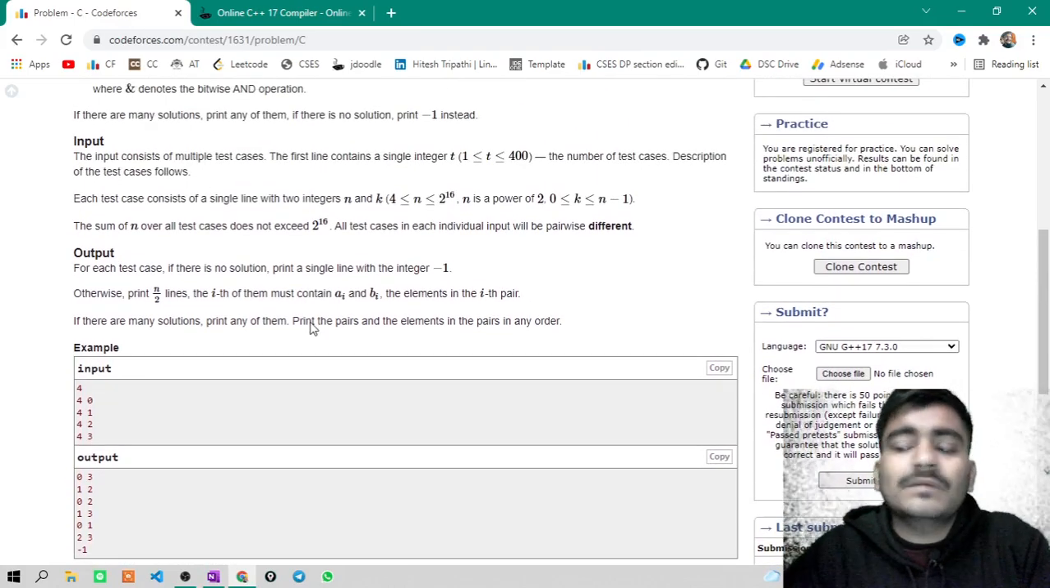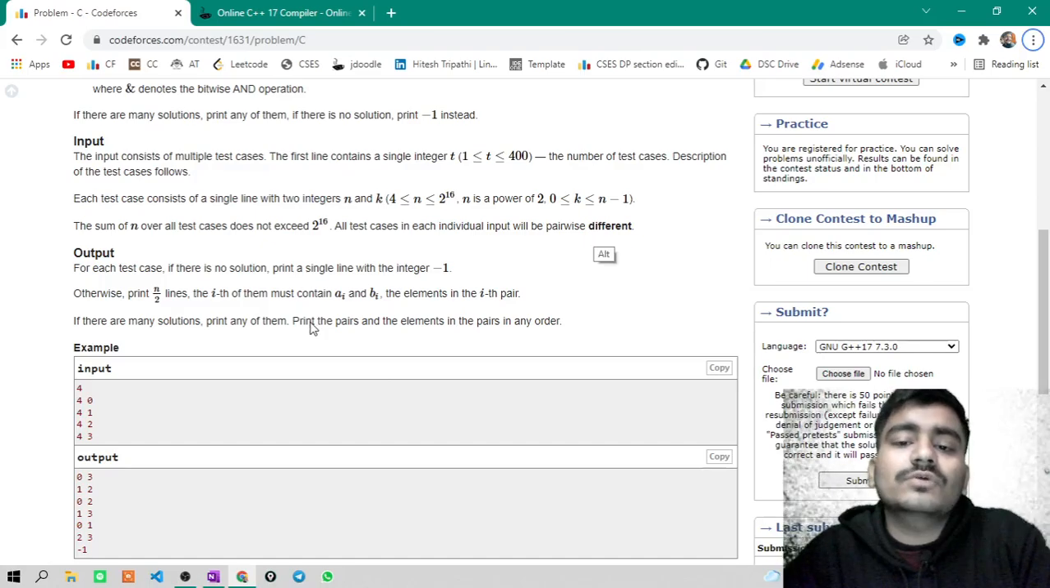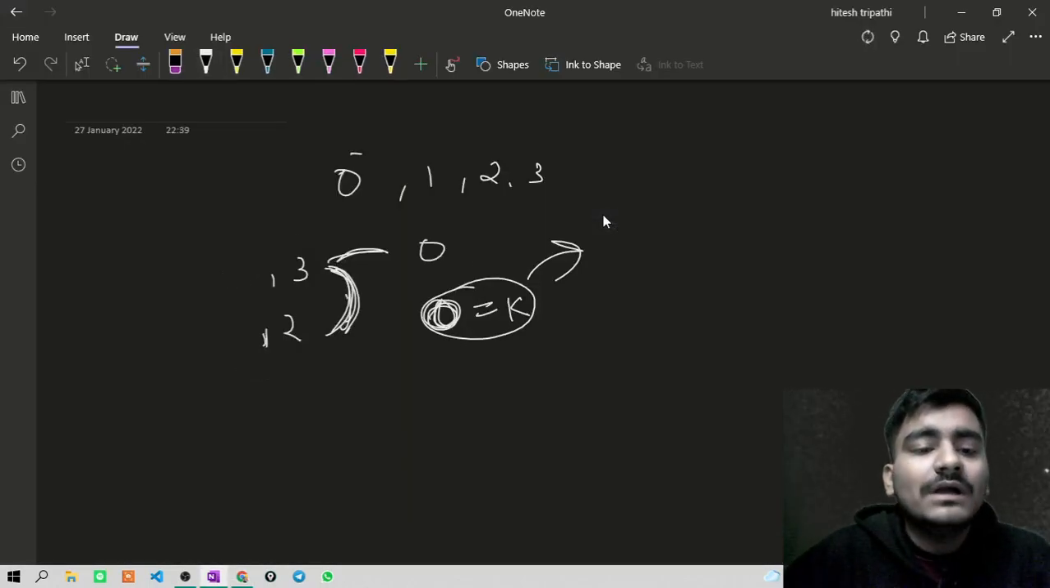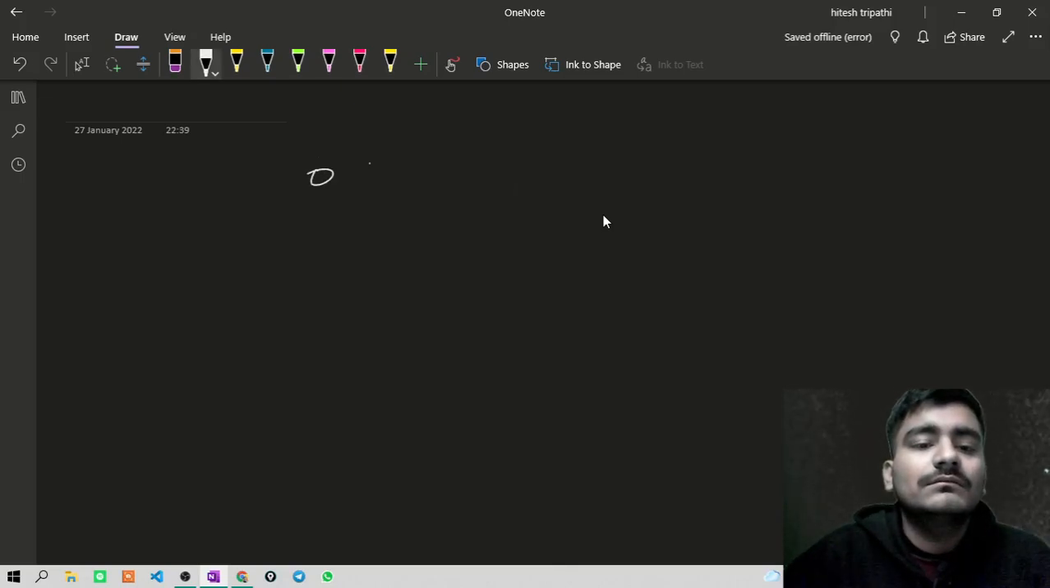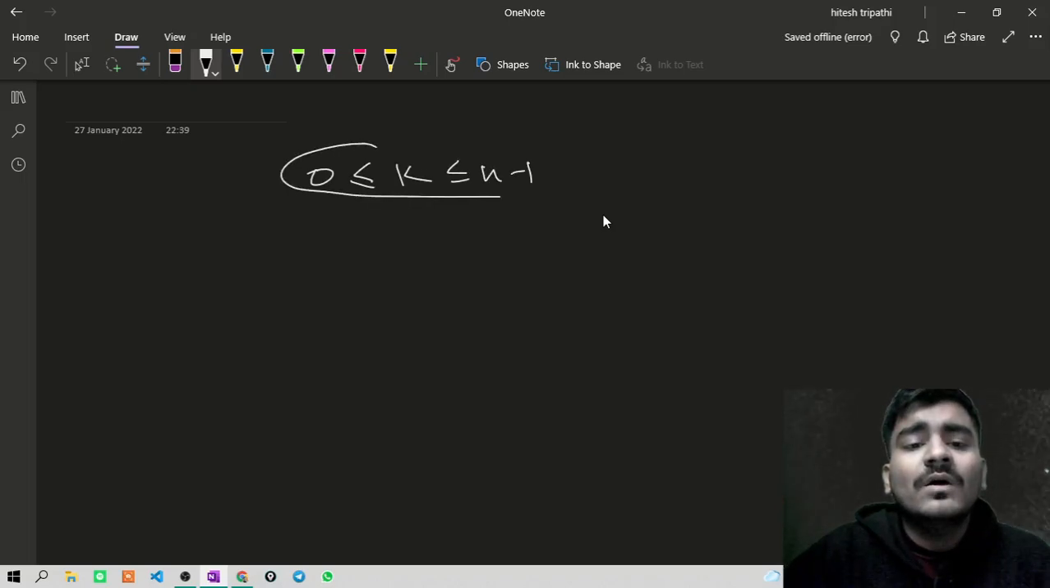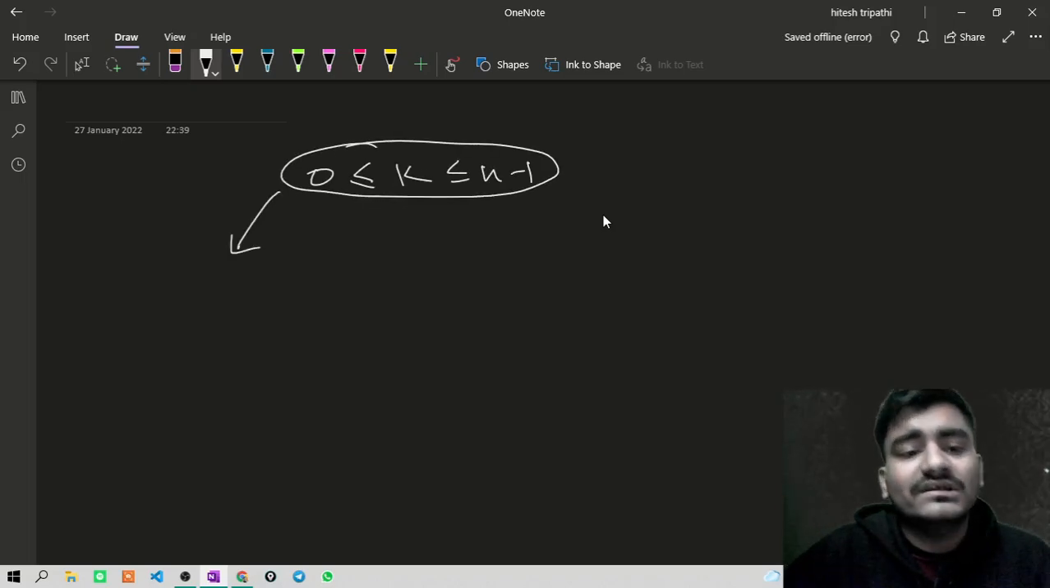Now let's just see some highlights of the question. That is, the value of k is between 0 and n minus 1. Now here what you have seen is that the value of k will always be between 0 and n minus 1. Okay, or you can say there can be different cases. Let's just discuss firstly the case when k is equal to 0.